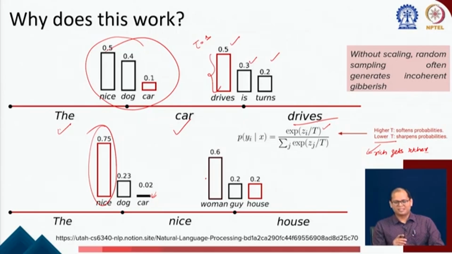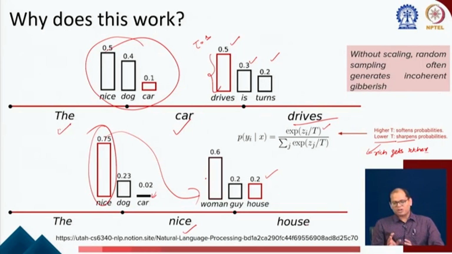So now there is literally no chance of car. There is some chance, but it would most likely not get selected. So you select nice, and again you see nice has a new distribution, and you sample again. You have woman, guy, and house, and let us say you select house. You are anyway doing random sampling still, but your probability distribution is much more sharp in this case. So you generate "the nice house", which is better than "the car drives".